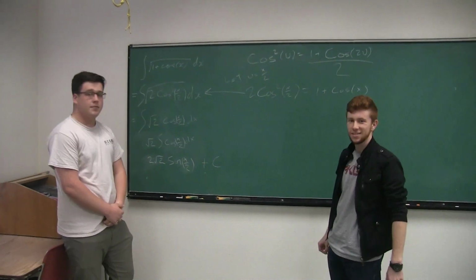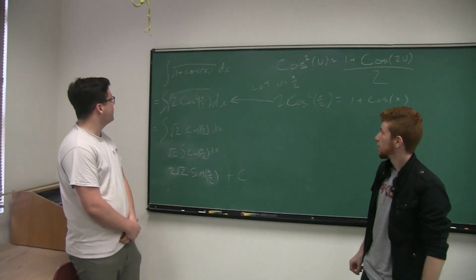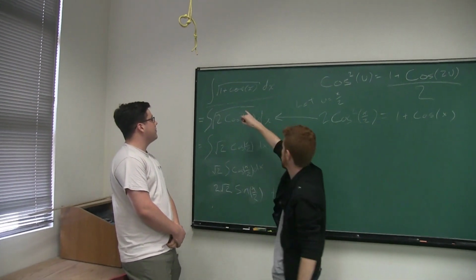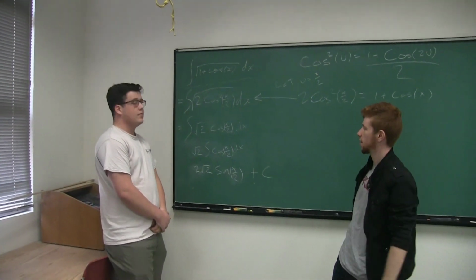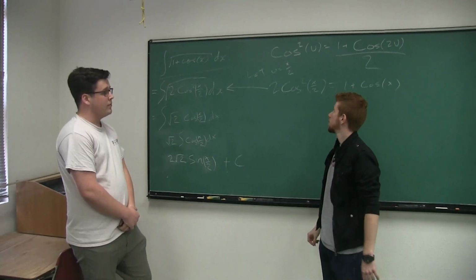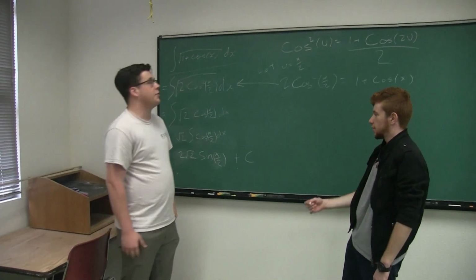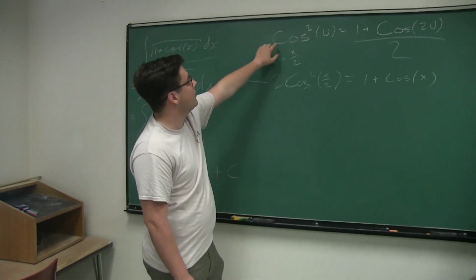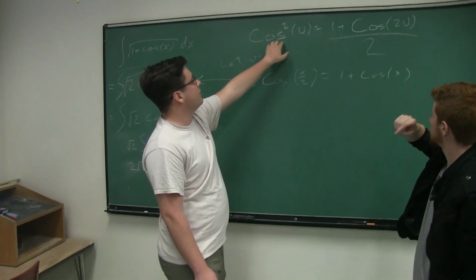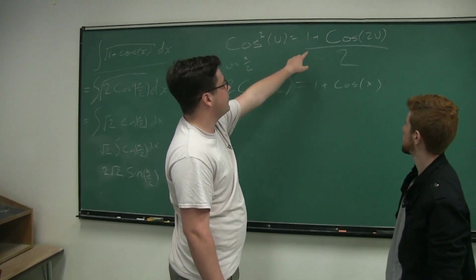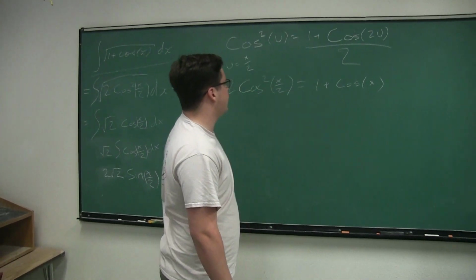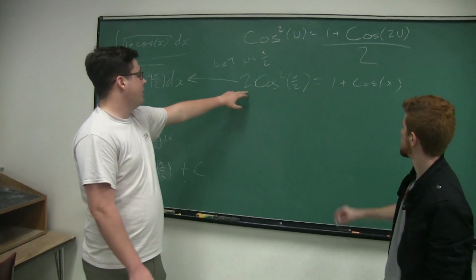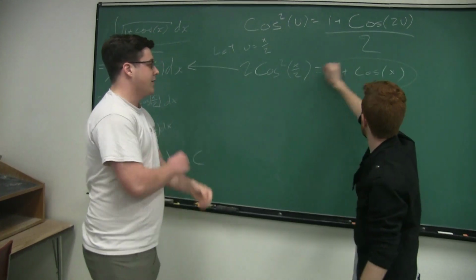All right, gentlemen, tell us what the question was asking. Okay, so the question tells us to find the indefinite integral of the square root of 1 plus cosine of x with respect to x. The way that we started approaching this was we used the half angle, or the power reduction formula. So we said cosine squared of u equals 1 plus cosine of 2u divided by 2. And then from there we let u equal x over 2.